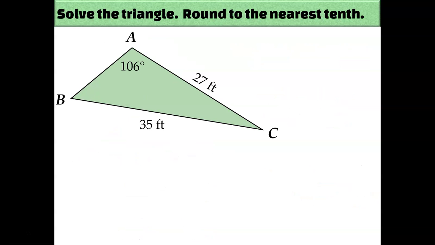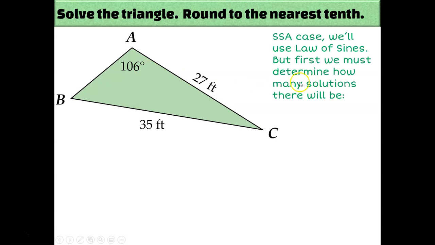Let's try another one. We have another side-side angle situation, which means we need to use the law of sines to solve, but first we need to know how many solutions there's going to be. Label the side across from angle A as lowercase a, and the side across from angle B as lowercase b, and if you want to, go ahead and label the third side with little c. However, this time, we don't really need to calculate the height because angle A is obtuse.